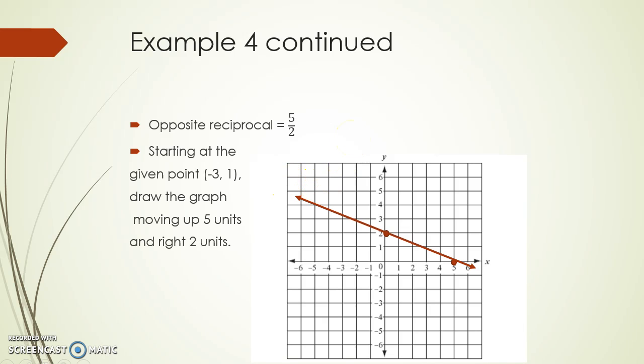So we're going to start at the given point, which was negative 3, 1, and draw the graph with this slope. I have my first point here at negative 3, 1. I'm going to go up 5 units and to the right 2 units to get my second point at negative 1, 6, and draw my line.